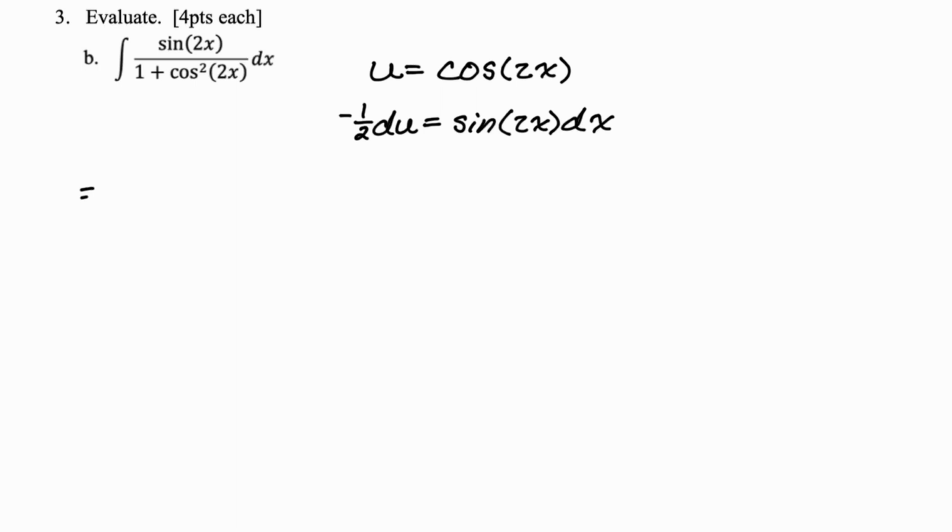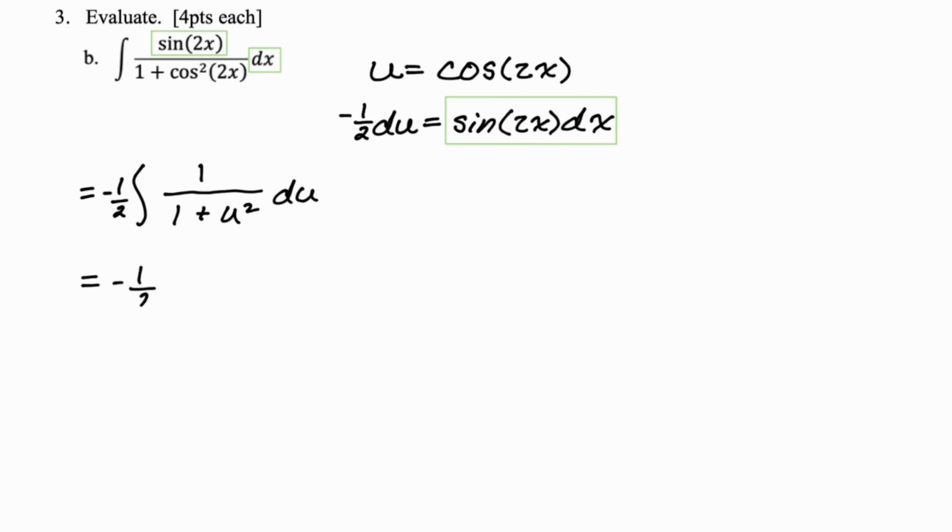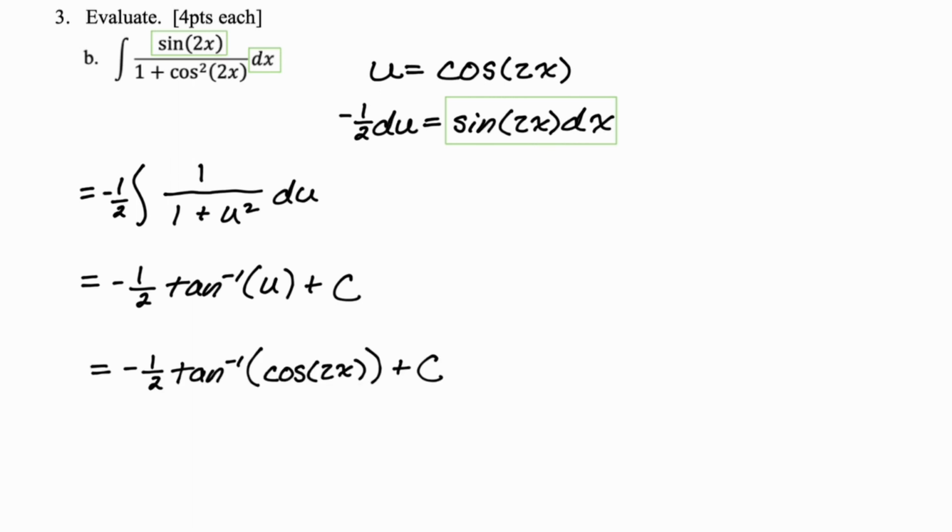So at the outset, I'm thinking I have 1 over 1 plus u squared, and then sine of 2x dx right there is negative 1/2 du. Pull out the negative, put the du at the end. We're good to go. This is definitely arctan. So I will say it's negative 1/2 and then arctan of u plus c. And then we just substitute our u, which is cosine of 2x. So we get negative 1/2 arctan cosine of 2x plus c.